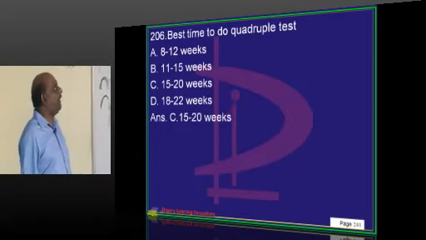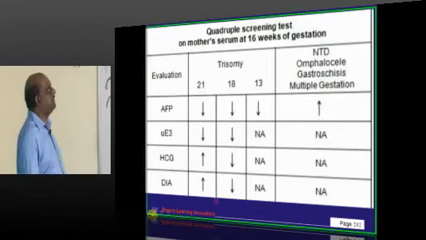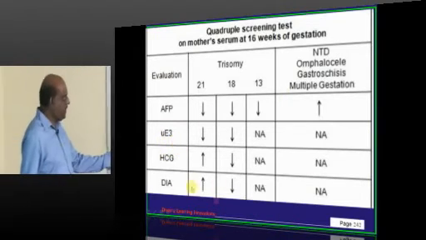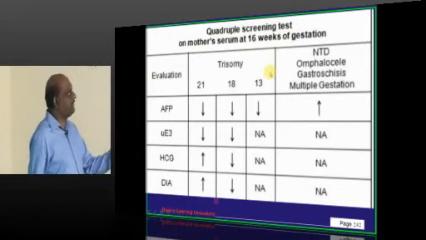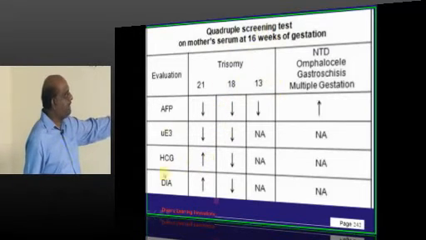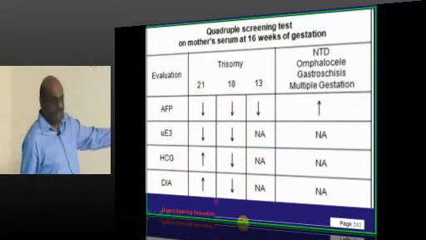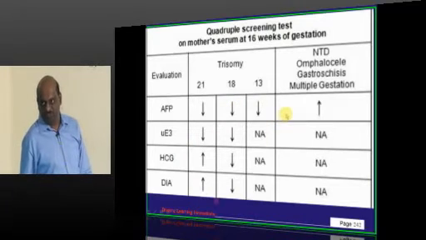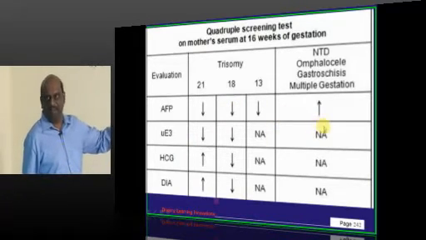When do you want to do quadruple test? 15 to 20 weeks. So AFP, estriol, HCG, they are all the ones which you test. So trisomy 21, 18, 13, what are the differences between the various parameters? You have to be very sure. This table is a favorite area every time they ask a question.